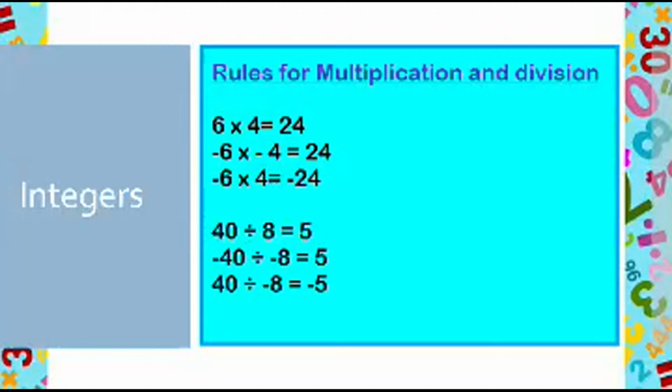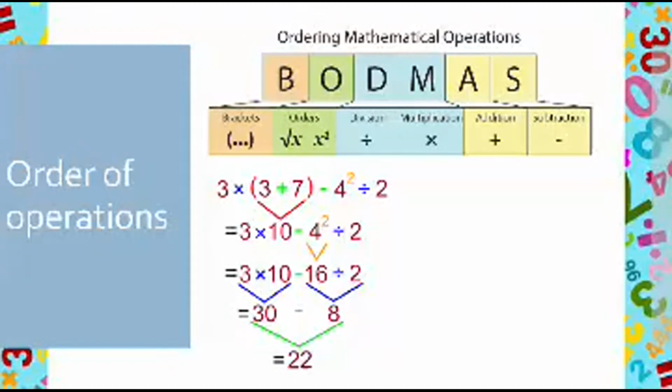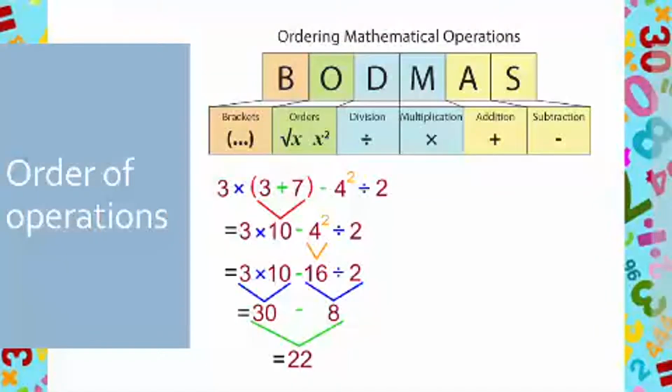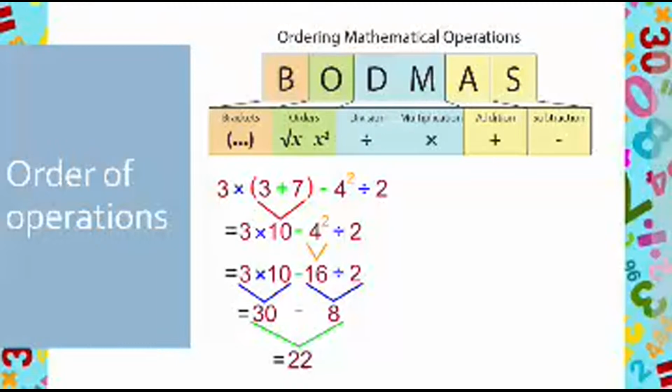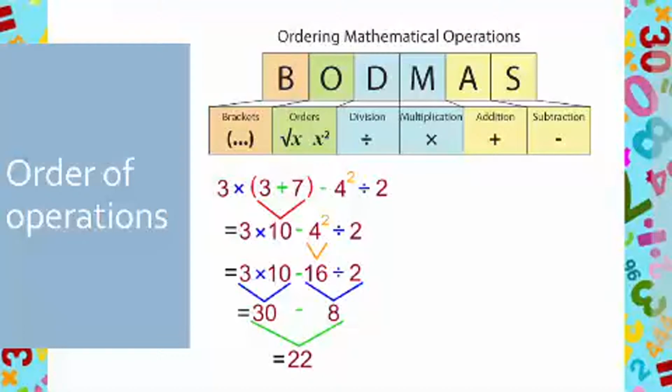After the rules of multiplication and division, we come to BODMAS. When we do BODMAS, first we have to solve the brackets, then the orders. Orders means if any indices, square roots or cube roots are there. So it's brackets, orders, division, multiplication, addition and subtraction. This is the sequence when we are solving mathematical operations.